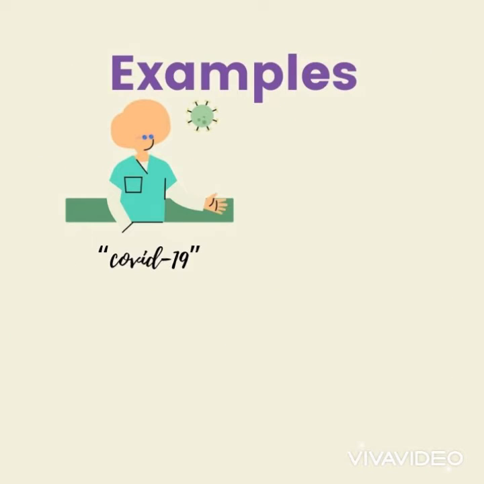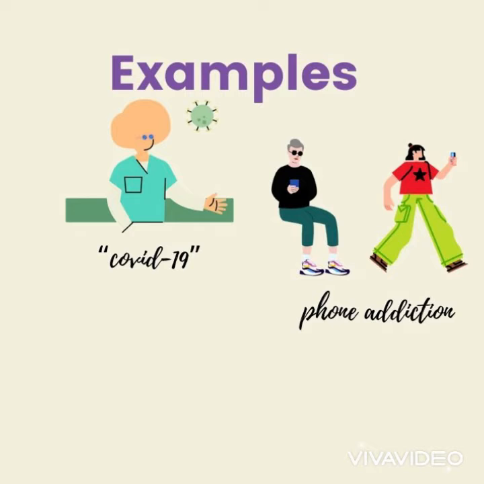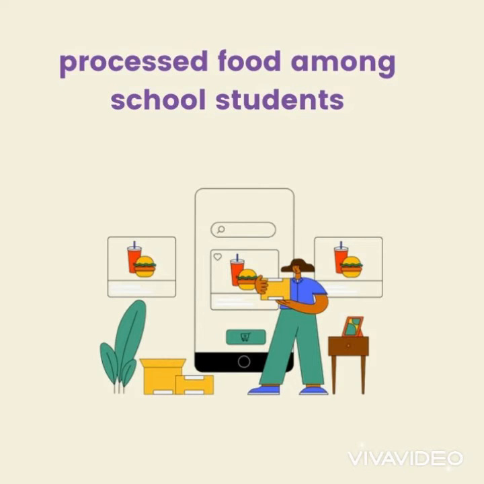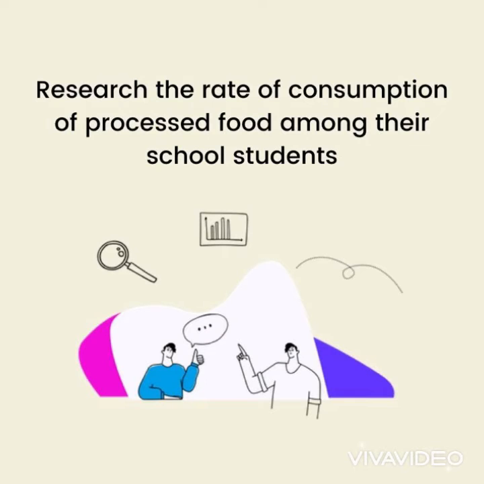And to better explain the PBL method, we have provided some classroom examples where the chosen topics are the spreading pandemic, COVID-19, high consumption of processed food among school students, phone addiction among the youth. So let's take the high consumption of processed foods among school students, for example. Students start their project by researching the rate of consumption of processed food among their school students.